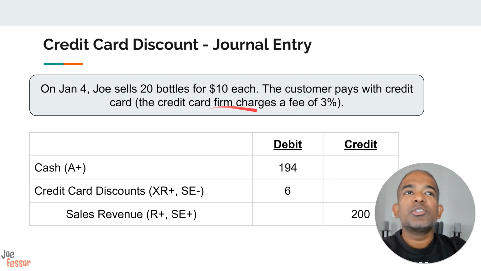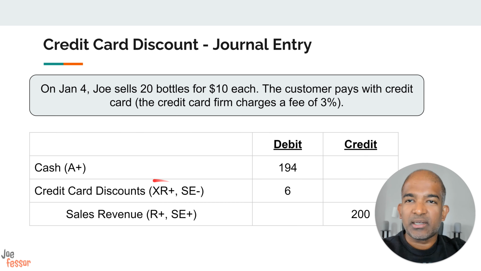So what happens to the $6 that is charged by the credit card firm? It's being recorded as a contra revenue. We're going to call this account credit card discounts, which is a contra revenue account. What do I mean by a contra revenue account? It's an account that sits under revenues but reduces your revenue. Hence the X in front of R, to denote contra revenue.